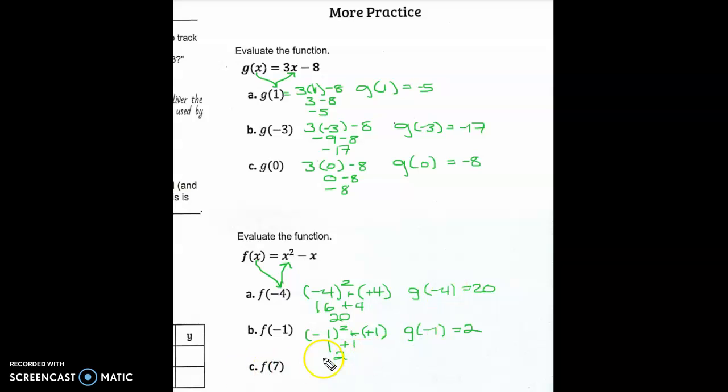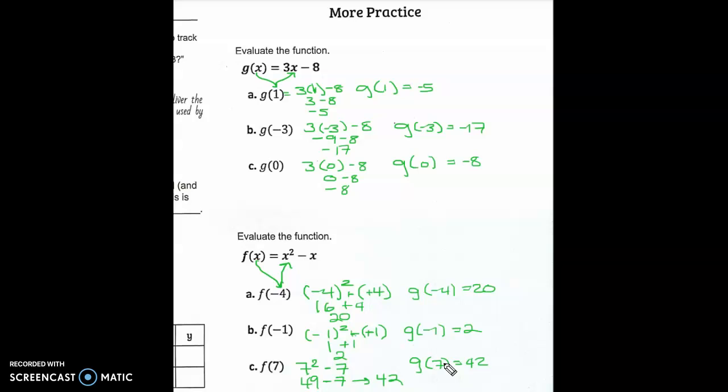And then we have f of 7. So that's going to be 7 squared minus 7. 7 squared is 49. And I'm going to subtract 7. 49 minus 7 is 42. So f of 7 equals 42.